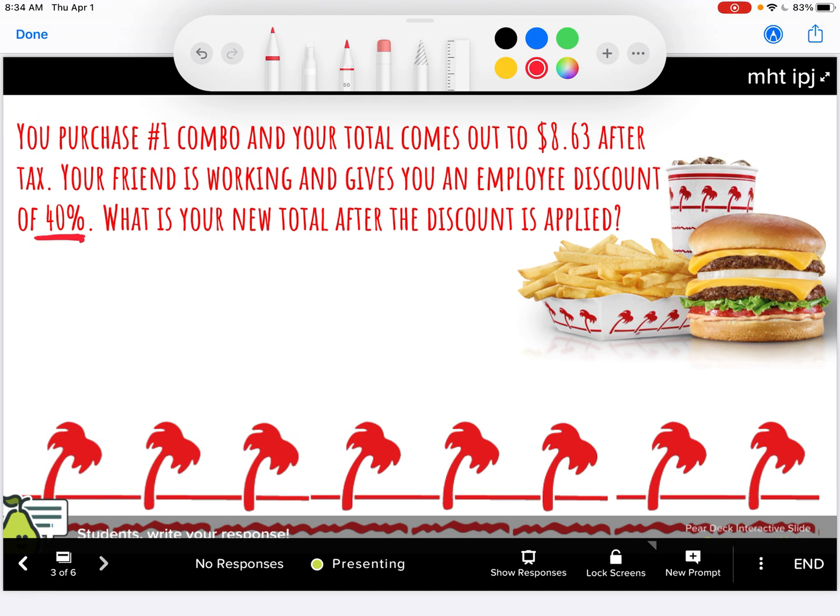So what do we multiply? We multiply our original value, so the $8.63. And we're going to multiply it by 40% as a decimal. So we talk about how do we turn a percent into a decimal? Well, the really simple way is just move the decimal place 2 times to the left. So that would be 0.40 or 0.4.